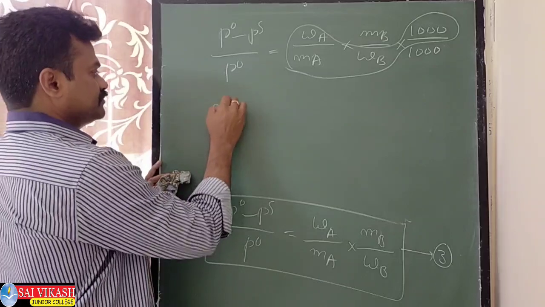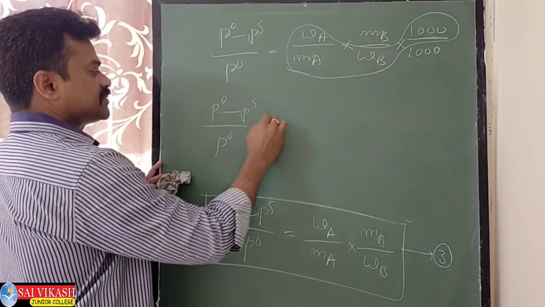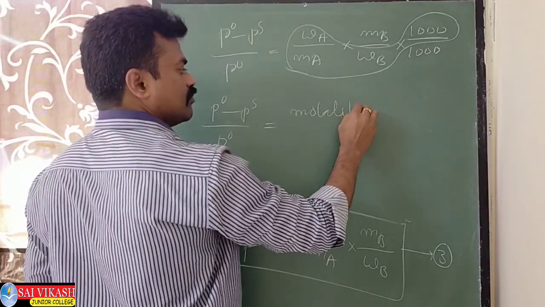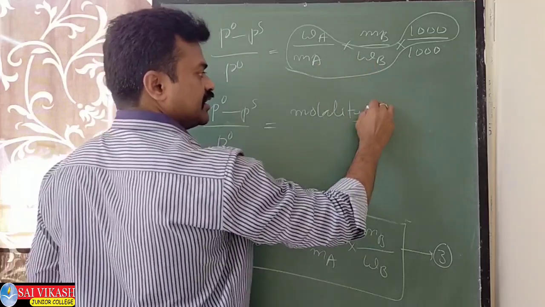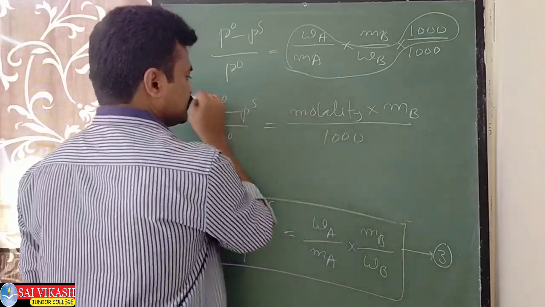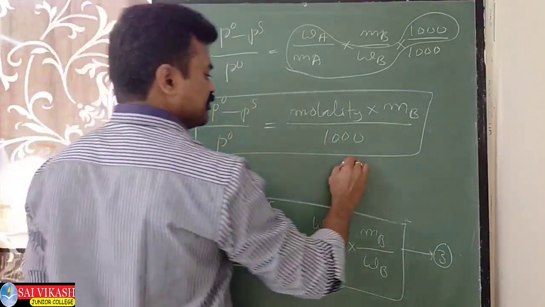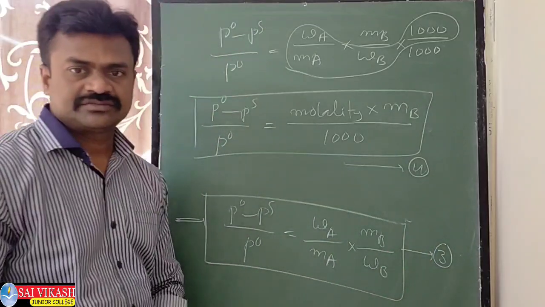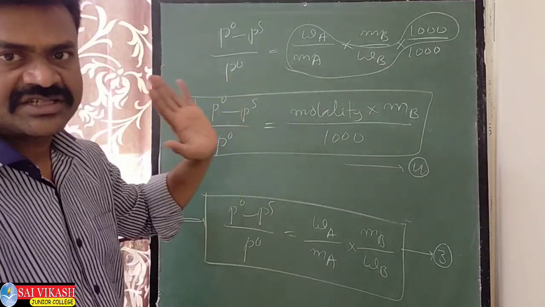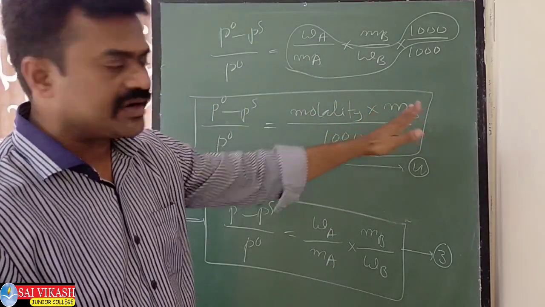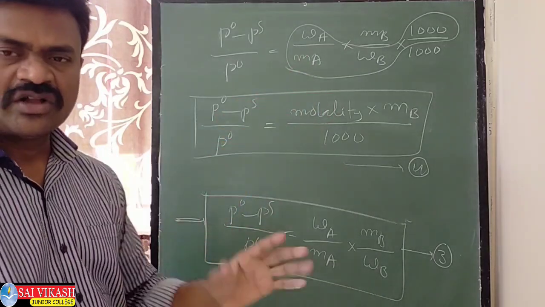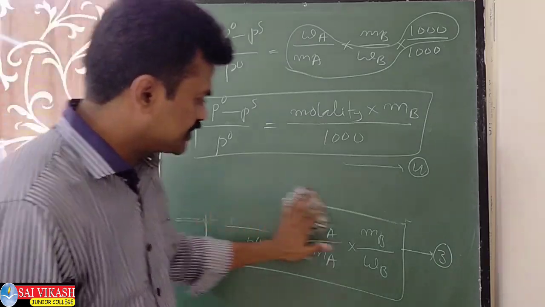Therefore (P naught minus Ps) by P naught equals molality into molar mass of the solvent divided by 1000. This is a very important relation for the objective. The relation between relative lowering of vapor pressure and molality is this, with molar mass of solvent divided by 1000. All these are very important for objective purposes.